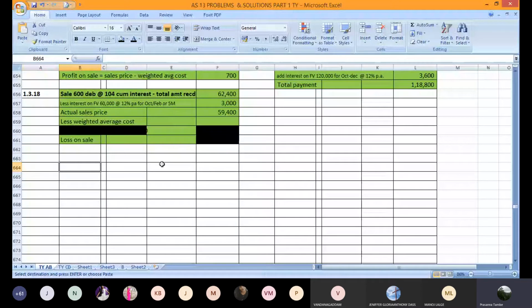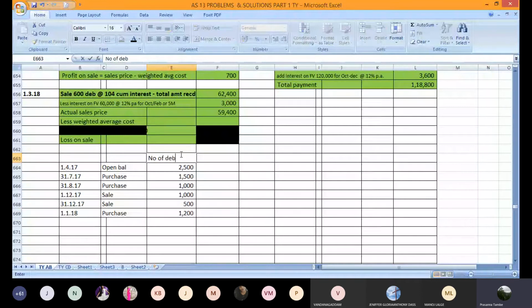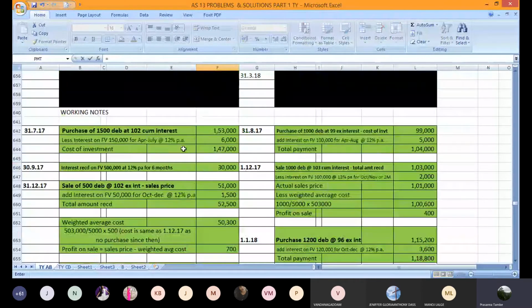This is our transaction information. We had an opening balance, then a purchase, a sale, and again a purchase. So what we will do is plot the cost here. This is the number of debentures, and I will plot the cost here. For the opening balance, the cost is 257.